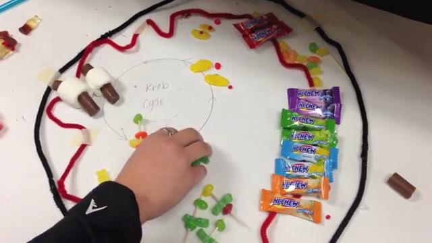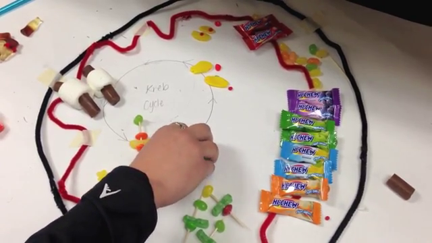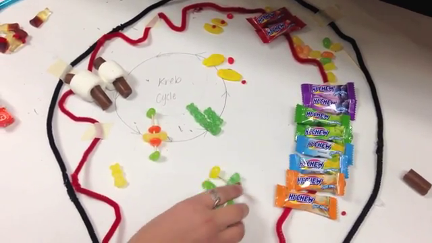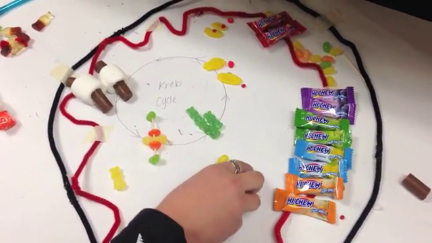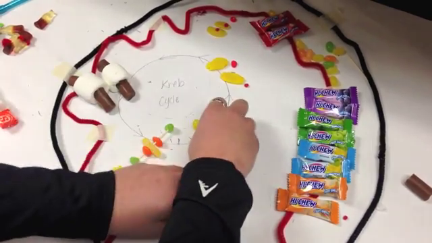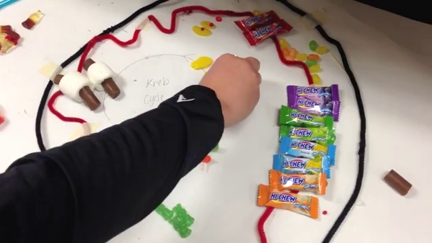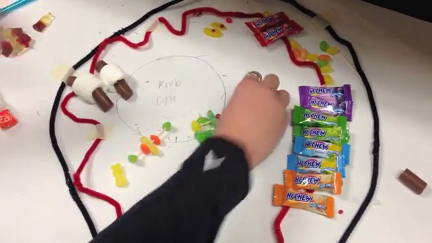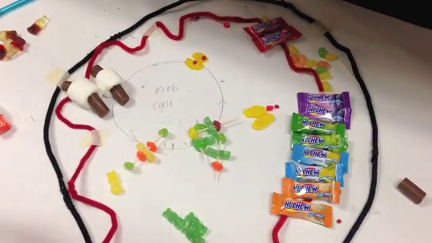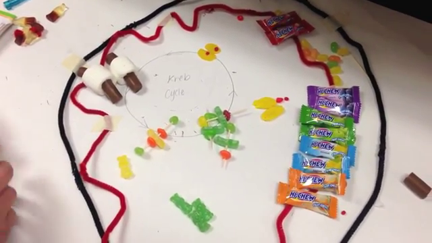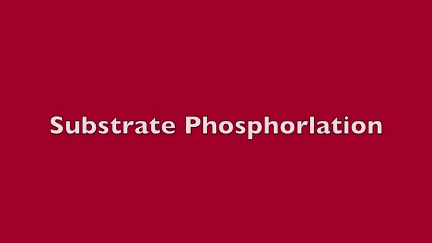Then 3 NAD pluses are added into the cycle and 3 NADH are produced. Then 2 inorganic phosphates and 2 ADP are added, and 2 ATP are produced. Then another acetyl-CoA enters the cycle and it continues.